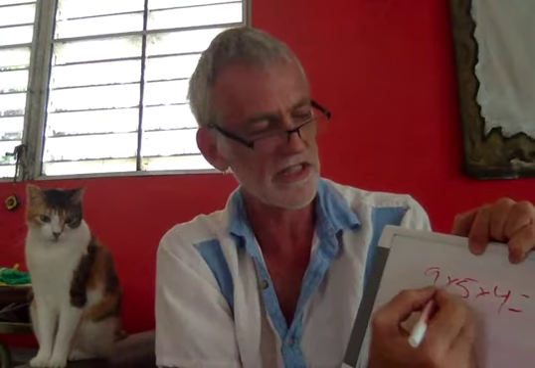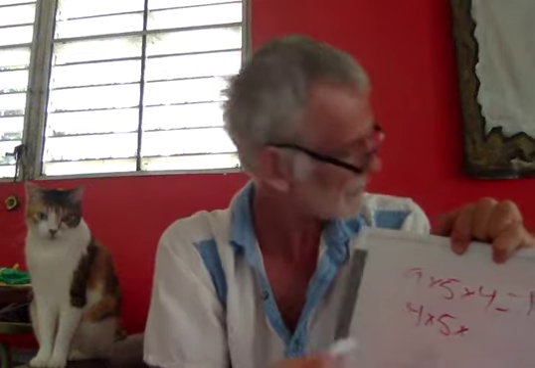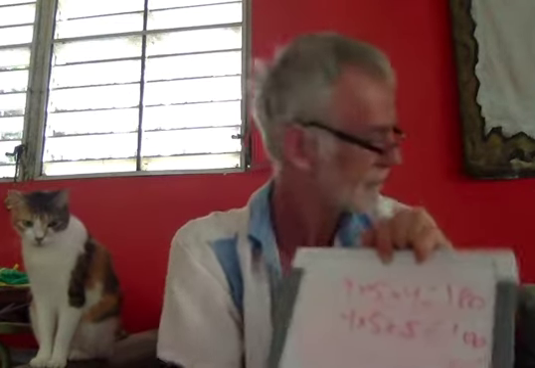Number 4. The bottom, you got 9 times 5 times 4. 4 times 5 is 20. 20 times 9 is 180. And the top, you've got 4 times 5 times 5. 20 times 5 is 100. That's easy. 280.